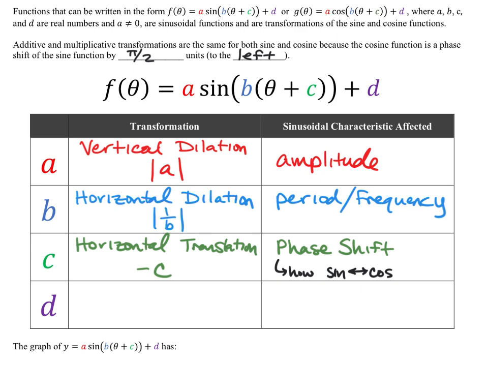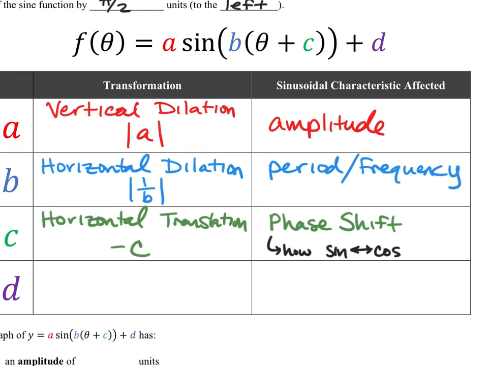Now because this one's a little bit different and a little bit confusing, let's write a little bit of extra information for ourselves. For a horizontal translation, and this has never changed, if you see a plus sign in your formula, it's going to move the graph to the right.